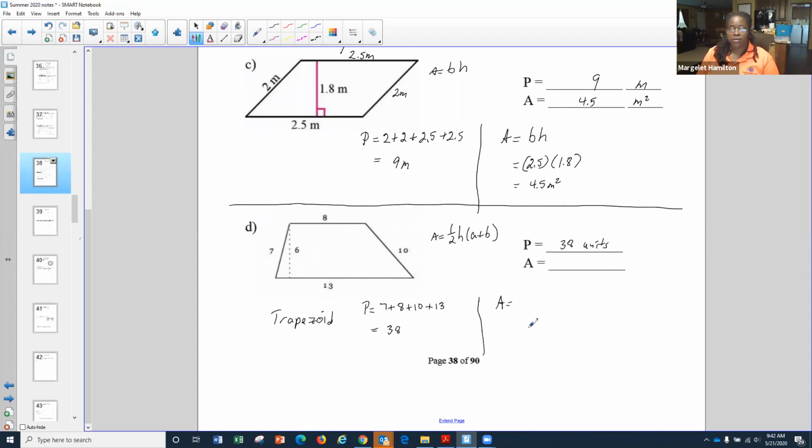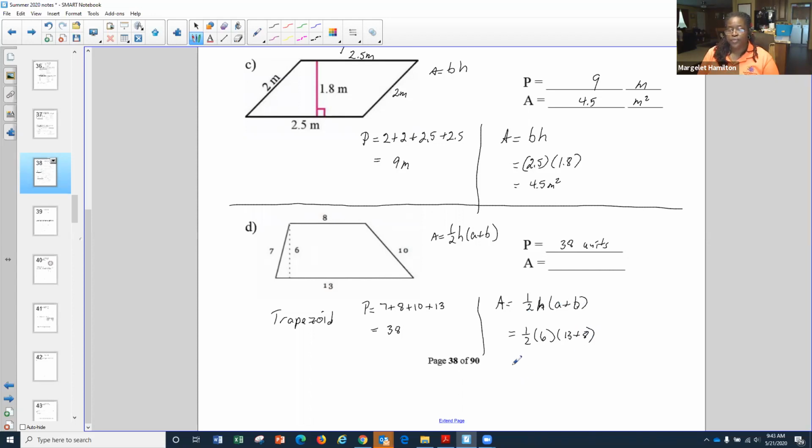All right. For our area, remember we have 1/2 our base, okay? Our height times a plus b. Now, if it helps, label your graph so you'll know what's happening, but we're okay. We have 1/2. Our height here is 6. And then A plus B. So A was 13. And our B is 8 up there.